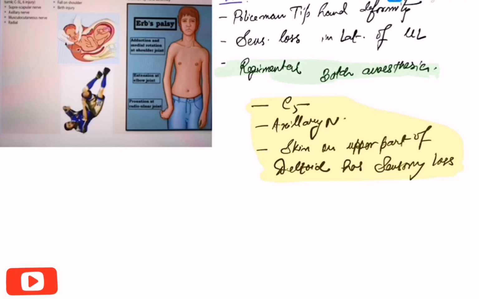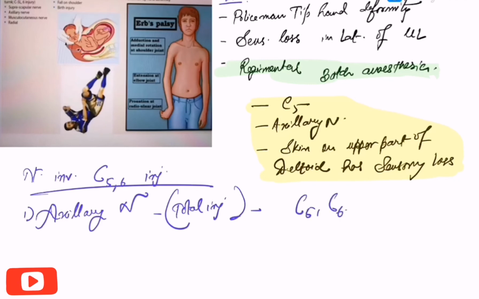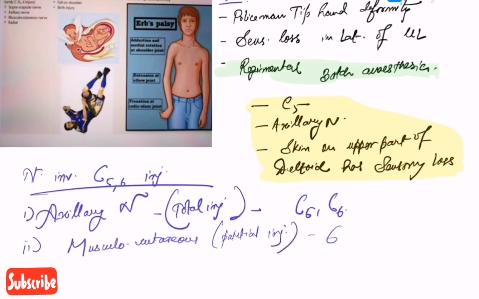Okay. Now, the nerves involved in the C5-6 injury. Number 1, axillary nerve: total injury, C5, C6. Number 2, musculocutaneous nerve: partial injury, C5, C6 and C7.